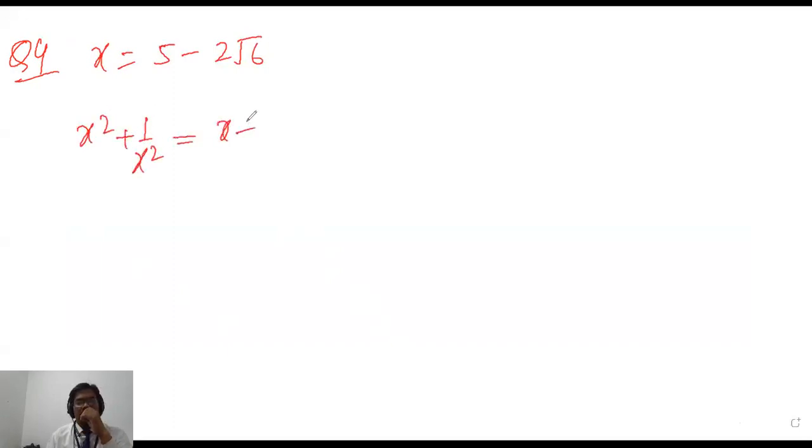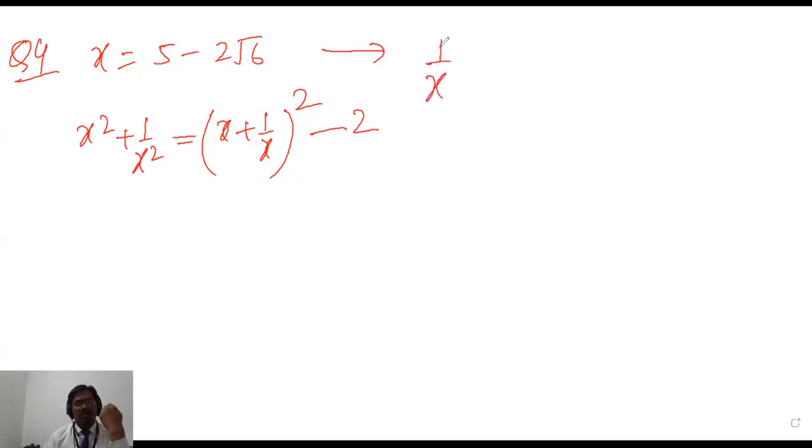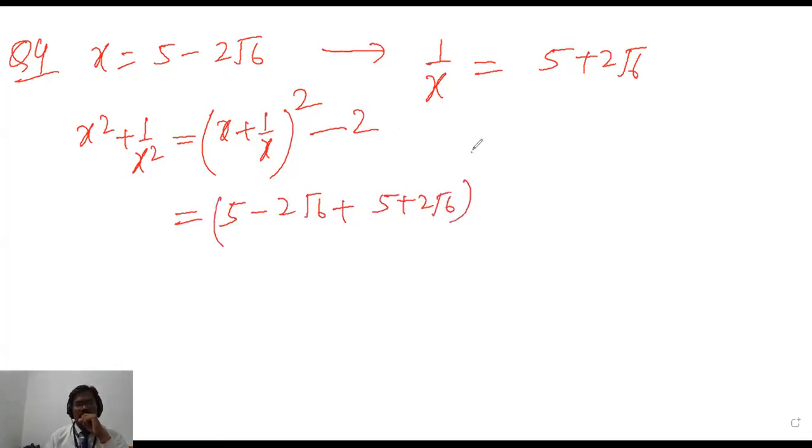Actually there is an identity: x plus 1 upon x whole square minus 2. This is the identity, you can use this one. So if you know the concept that I have discussed in the class, if x is this one, then 1 upon x is 5 plus 2 root 6. Use this concept, only the sign will change of the middle. By rationalizing, you can get the value 5 plus 2 root 6. It's very easy. So now put down here 5 minus 2 root 6 and plus 1 upon x, that is 5 plus 2 root 6 whole square minus 2.